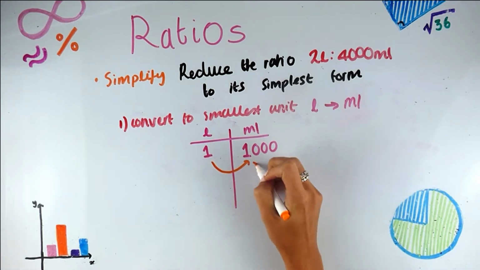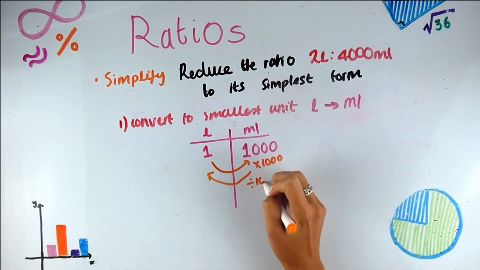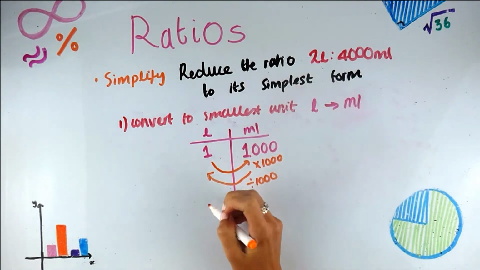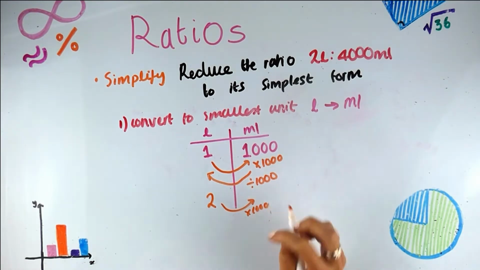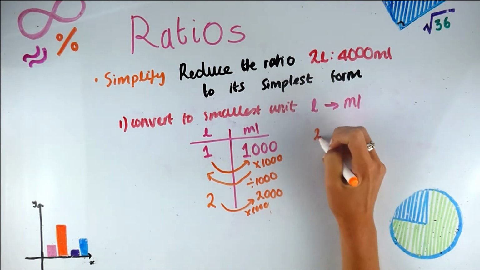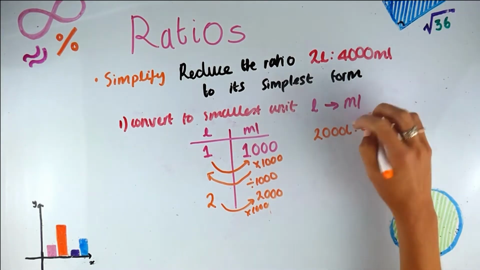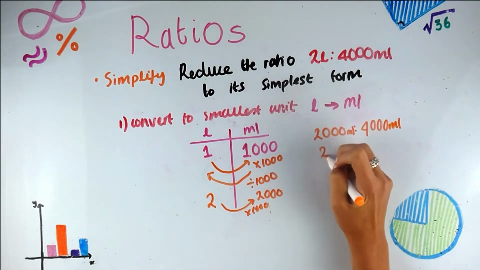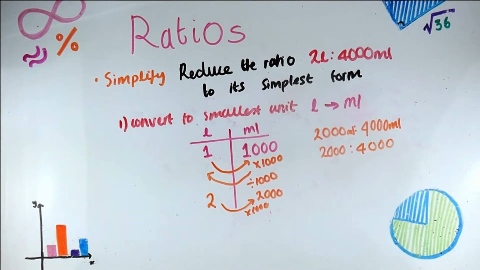To get from 1 to 1,000, you multiply by 1,000. So if I was going the other way, I divide by 1,000. So which way am I going? Litres to millilitres, and I have 2 of them. So I do 2 multiplied by 1,000, which is 2,000. So instead of writing 2 litres now, I'm going to write this as the ratio 2,000 millilitres to 4,000 millilitres. Okay, and I can ignore the units if I want for now. So I'm left with this ratio here, which can be simplified down.